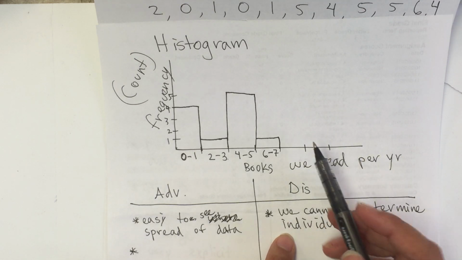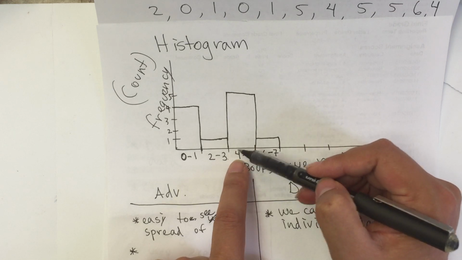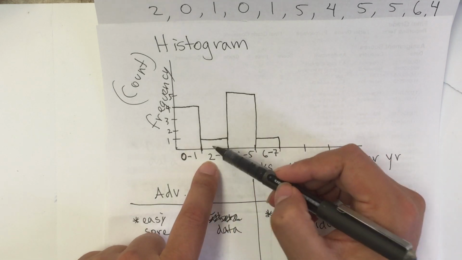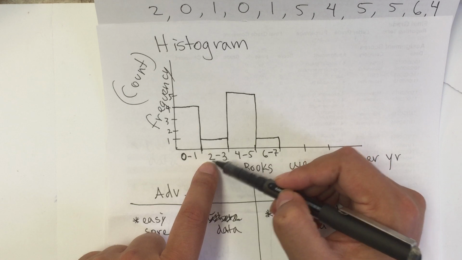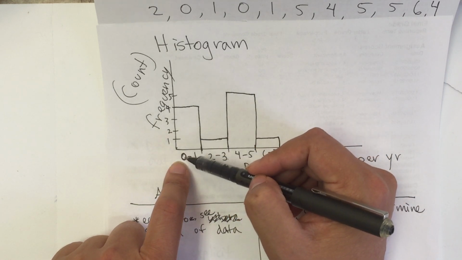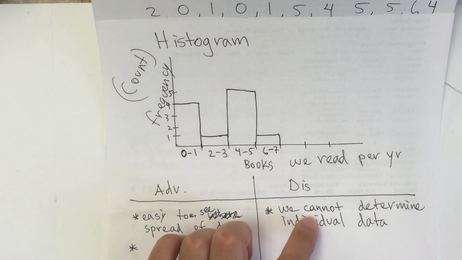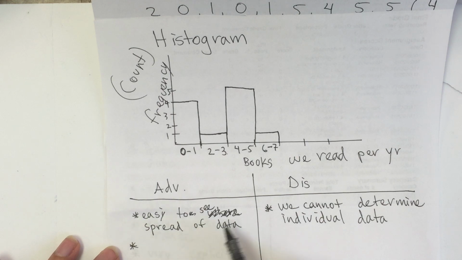Again, why? Because in here, of those 5 people, we don't know how many are reading 4, how many are reading 5. From this person, we don't know if that person is reading 2 or 3. From these 4 people, we don't know if they're reading 0 books or 1 book per year. So we cannot determine individual data.